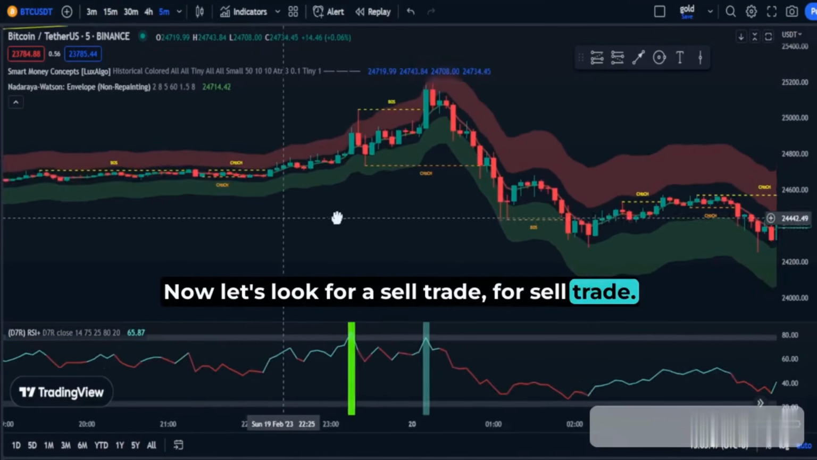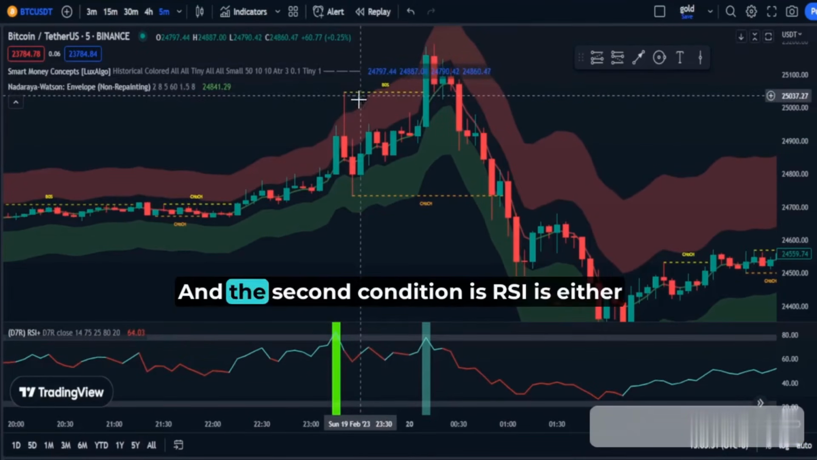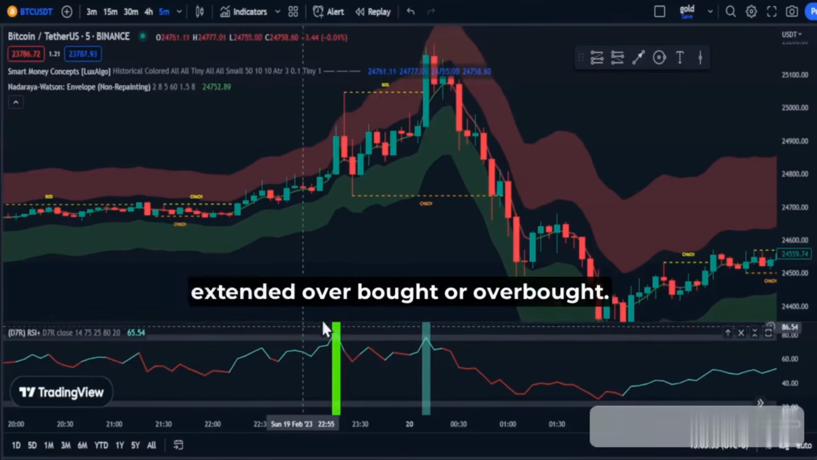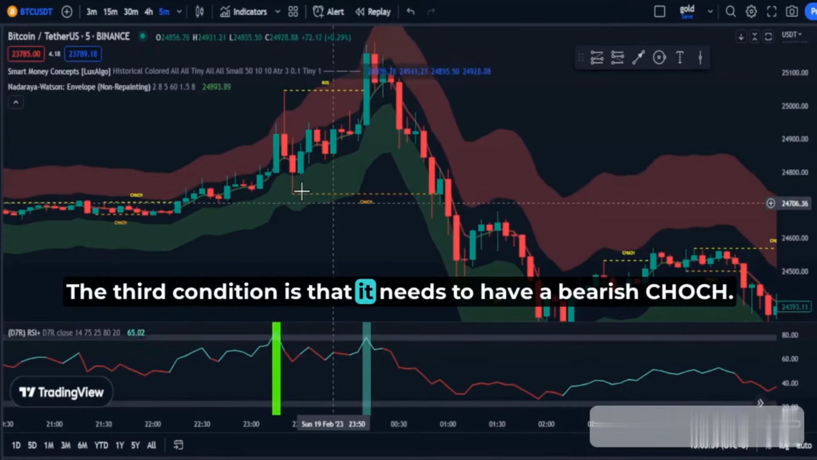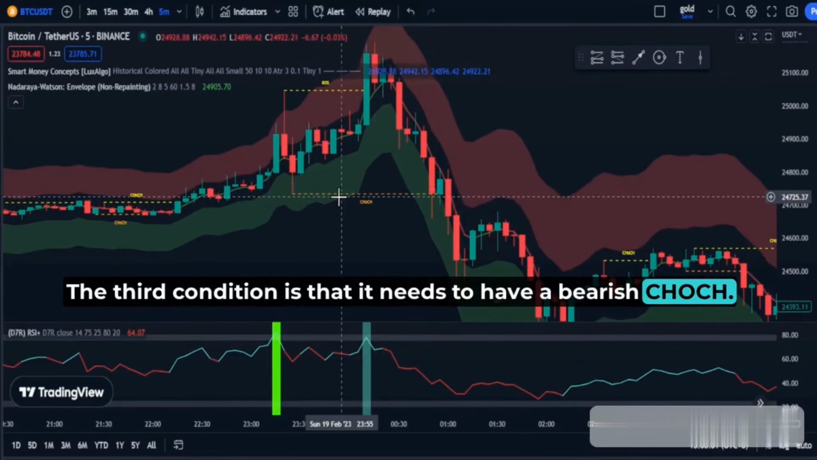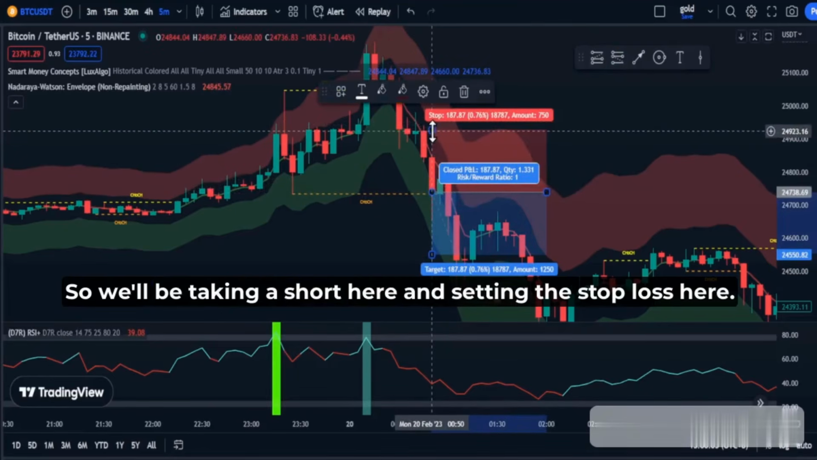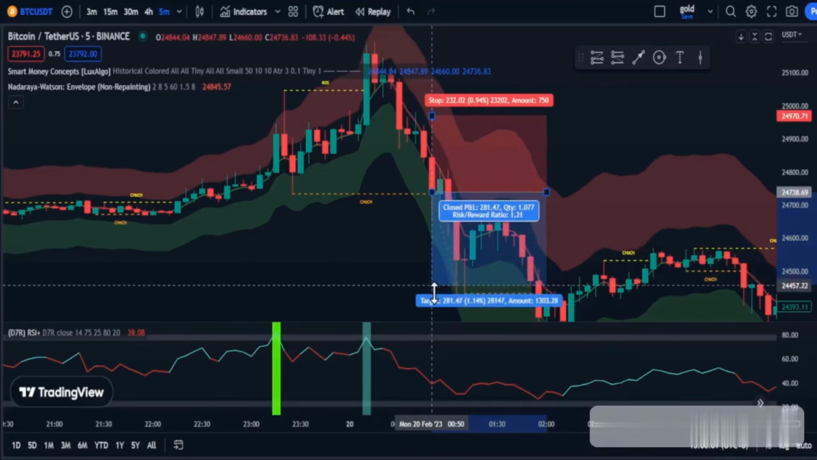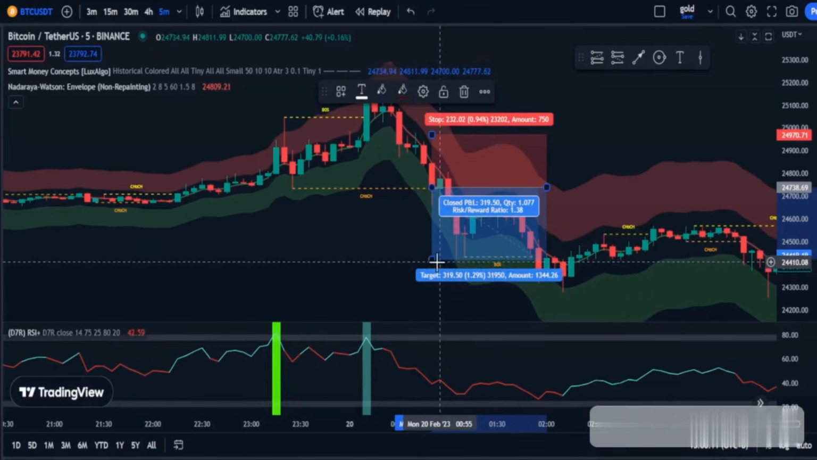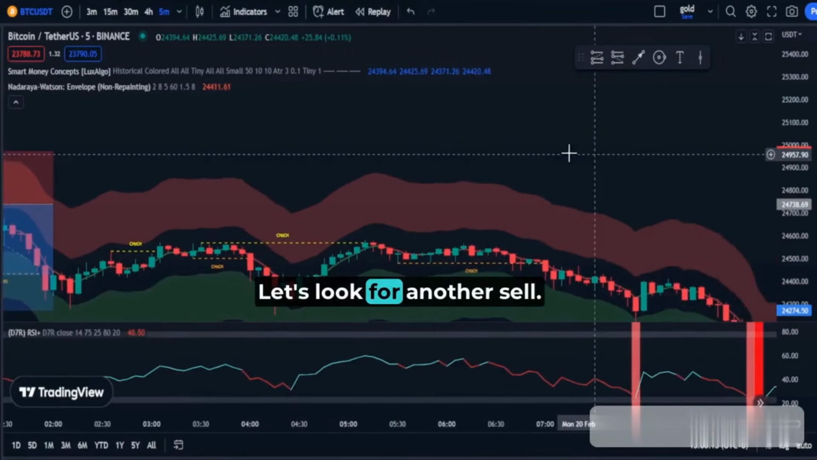For a sell trade, the price has to hit the red envelope, and the second condition is the RSI is either extended overbought or overbought. The third condition is that it needs to have a bearish CHOCH. So we'll be taking a short here and setting the stop loss here, and the target is 1:1.5. So it hit the target. Let's look for another sell.